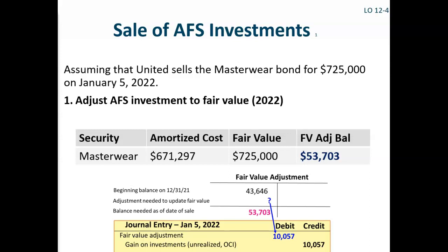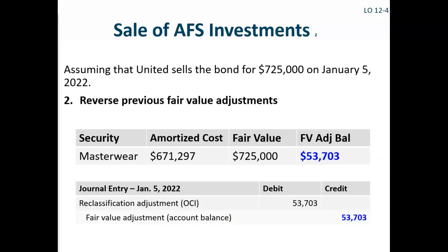After that journal entry is made, the investment is carried in the balance sheet at its fair value as of the date it's being sold, and all unrealized gains and losses associated with the investment have been included in other comprehensive income. United has been recording changes in fair value over the life of the investment and reflecting those changes as unrealized gains and losses in other comprehensive income. If United now sells that investment, the effect of those fair value changes must be reversed.